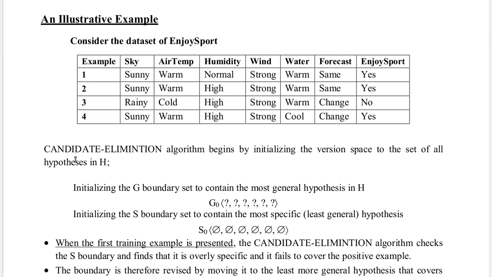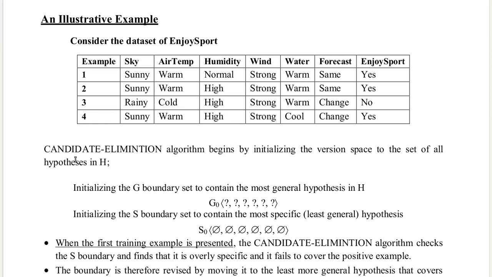Then the S contains 6 placeholders, which indicates that all the attribute values are being more specific. None of them are being satisfied. So when we start the first example, the candidate elimination algorithm checks the S boundary and finds it is overly specific and fails to cover the positive example.